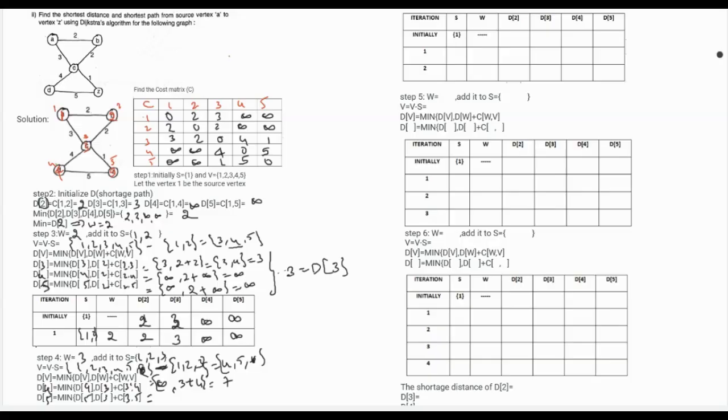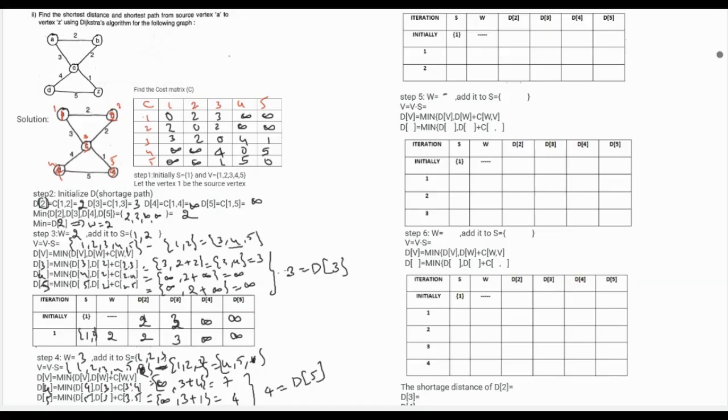The next one is D5. D5 is infinite. D5, D3: D3 is 3, then plus D3 of 5, which is 1. So it will be infinity plus 4. 4 is the minimum value. So in both, what is the minimum value? The minimum value is 4, and it belongs to D of 5.